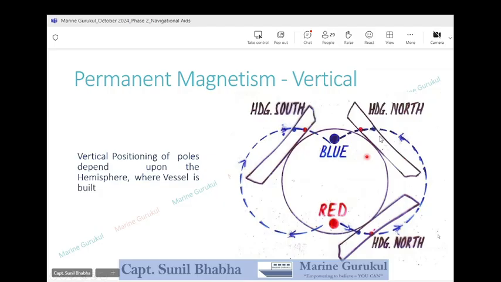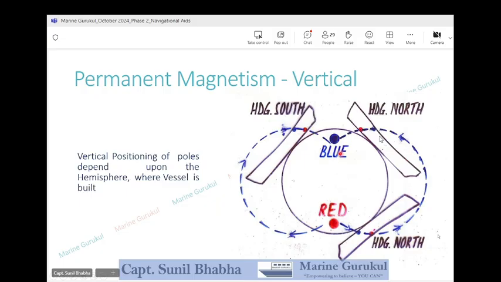In this diagram, you can see the Earth, and in the Earth we can see the north magnetic pole, which is blue, represented here, and you can see the south magnetic pole, which is red, represented here. And you see the dotted line also representing the magnetic field lines of the Earth. You can see from the red pole the lines are coming out and the lines are re-entering into the Earth's surface at the blue pole.